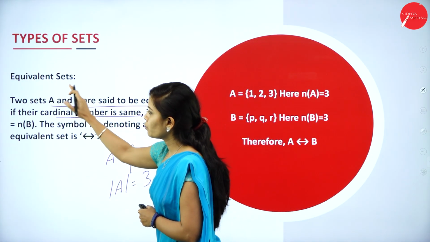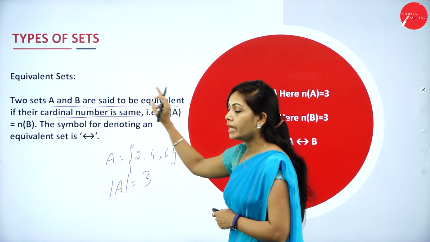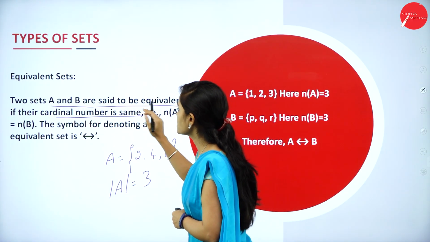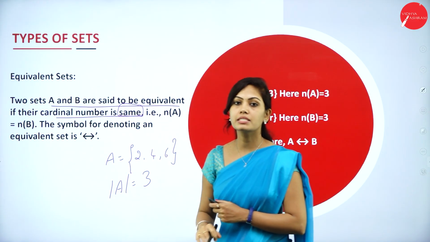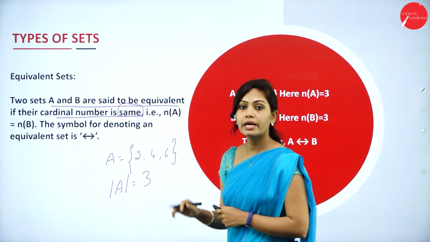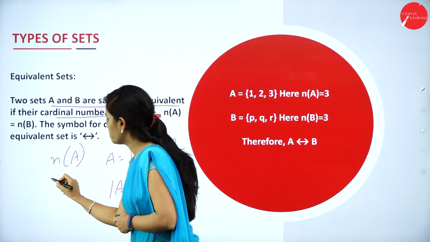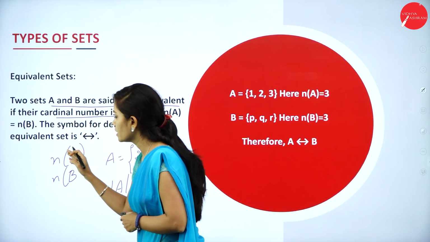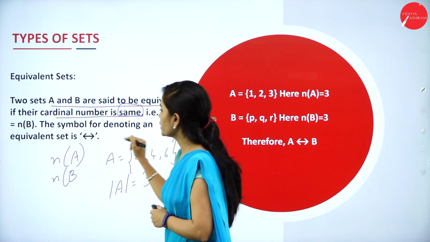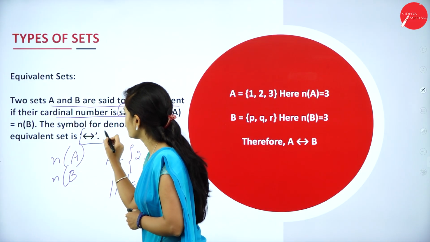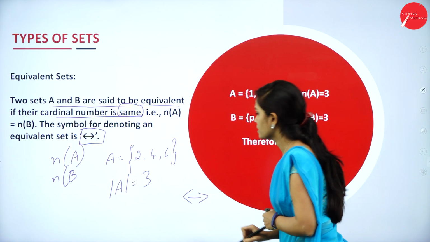So here, in an equivalent set, two sets A and B are said to be equivalent if their cardinal number is the same. If their cardinal number is the same, we can call it an equivalent set. We can represent it by n of A, n of B, etc. There is a symbol for denoting an equivalent set, and this is the symbol for representing it.